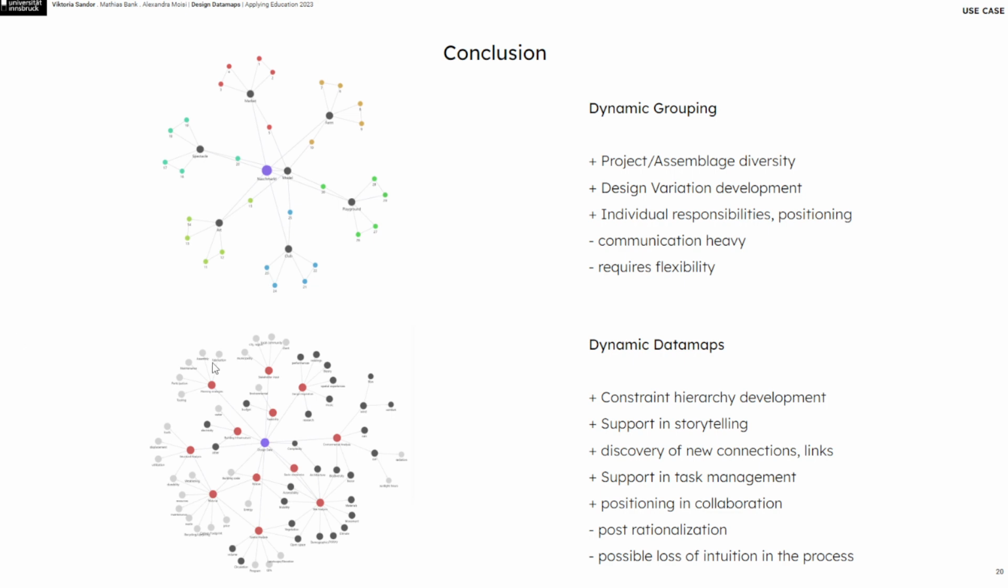On the other hand, dynamic grouping can result in project and assemblage diversity and aid in the development of design variations. It also allows for individual responsibilities and positioning within the collaborative process. However, it may be communication heavy and require flexibility and adapting to the constantly changing dynamics of the group.